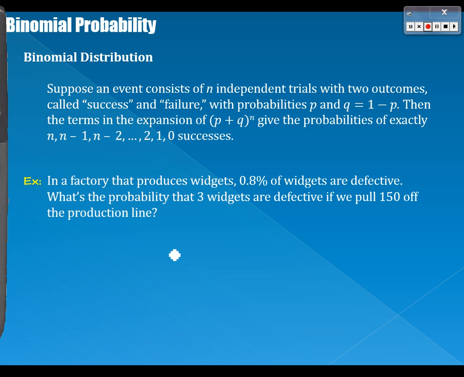Then, this is the part that's a little weird, the terms in this expansion, P plus Q to the n, give the probabilities of exactly however many trials we want. Some number in between 0 and n, right? 17 out of the 20 trials, say. That's one of the terms of the binomial expansion.